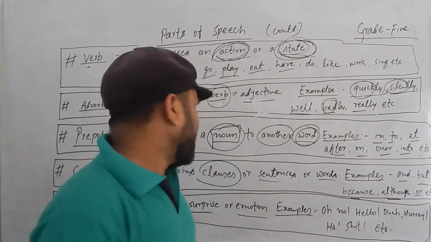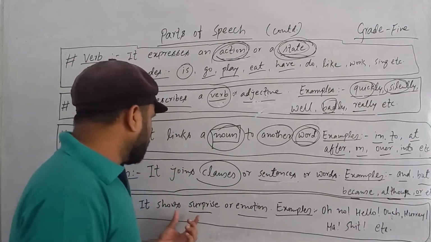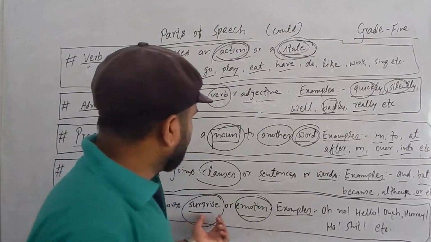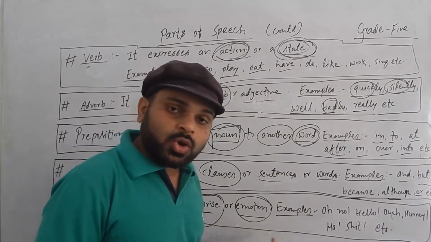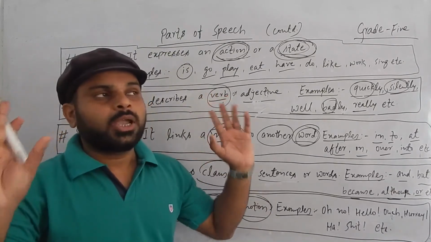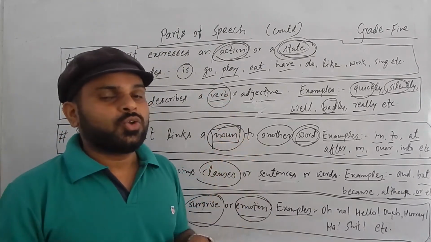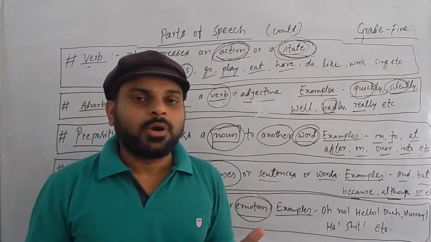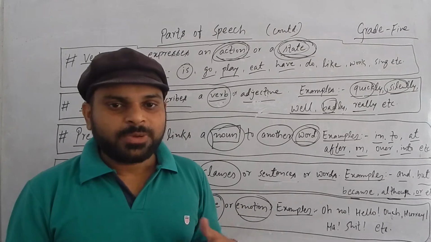So those are the words: interjections are the words that show surprise or emotion. Remember these two words, surprise or emotion. If you are happy, if you feel surprised, you express it. Actually, it comes out of the expression of your mouth.